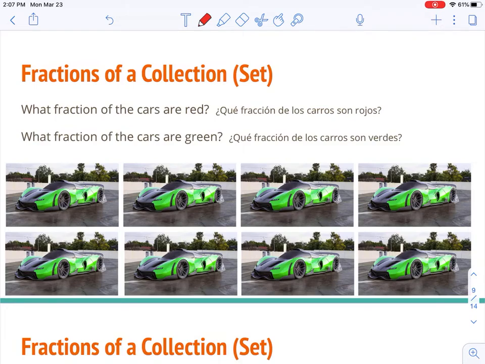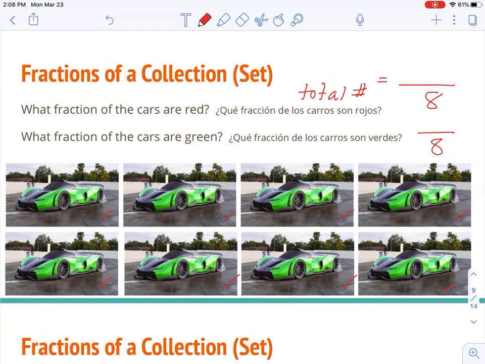Let's try again. What fraction of the cars are red and what fraction of the cars are green? So what is the first thing I told you that you needed to figure out? Do you remember? It was the total number of items. Okay? And that's going to be our denominator. So if you count the cars, we have 1, 2, 3, 4, 5, 6, 7, 8 cars altogether. So we know our denominator for both problems is going to be 8.